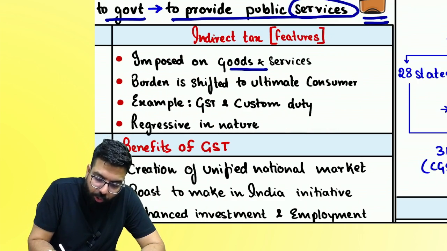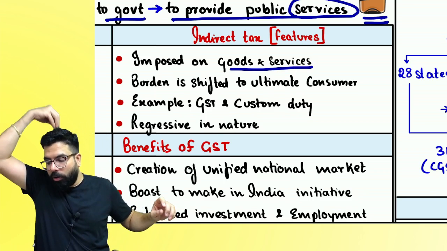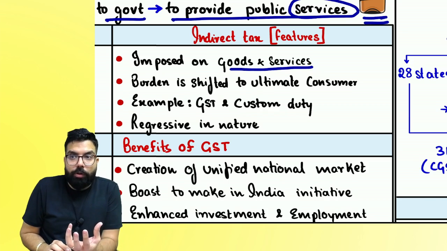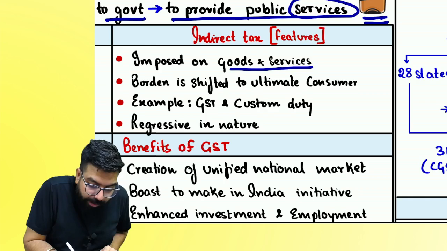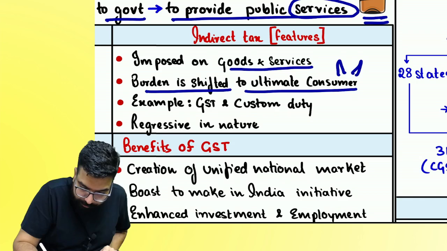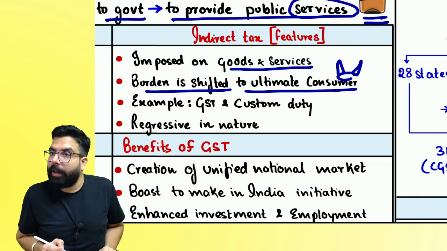Indirect tax is imposed on goods, and indirect tax is not on me. It's on the goods and services. Yes or no, everyone? And here the burden is shifted to the ultimate consumer, the bakra. Correct, everyone? Can I go ahead?